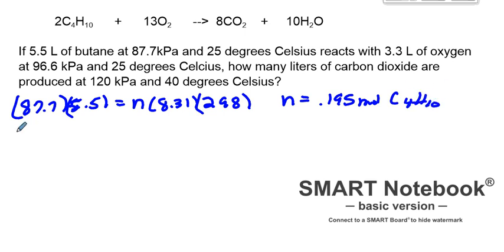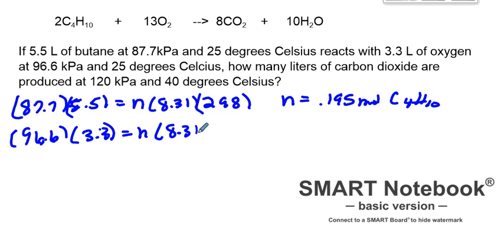Now I need to do likewise, okay, for our oxygen, 96.6. I'll multiply that by the liters of 3.3 equals n, 8.31, and then times 298. And for this one n is equal to 0.129. And that's moles of oxygen. All right, now they're pretty close in number of moles. Again, I look at my mole ratio, 13 to 2. I'm pretty confident oxygen will be our limiter, but I'll prove that.